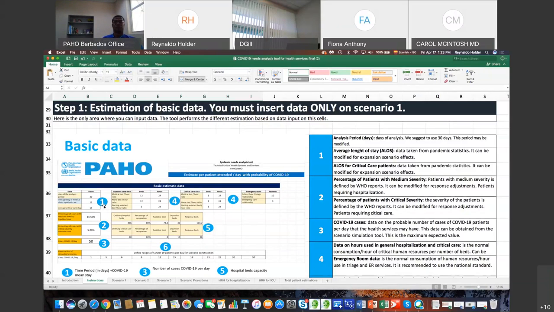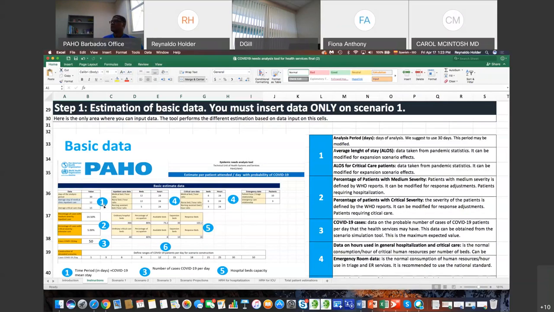And that depends mostly on the progression of the symptomatology. Most patients begin in intermediate care and then move on to critical intensive care. So their length of stay might be longer.